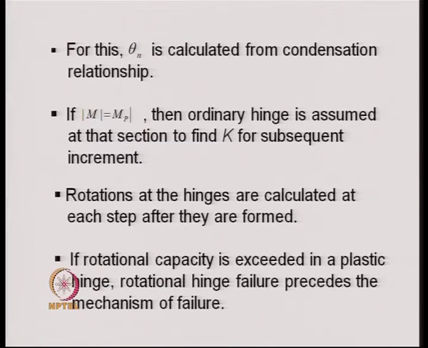If it is found that at any particular cross section the moment value is equal to the MP value, then for the subsequent increment what we do is assume an ordinary hinge at that particular cross section and find out the total stiffness matrix of the structure. That is, for that element we assume an ordinary hinge at the section where the plastification has taken place.